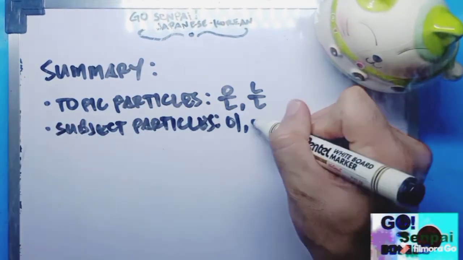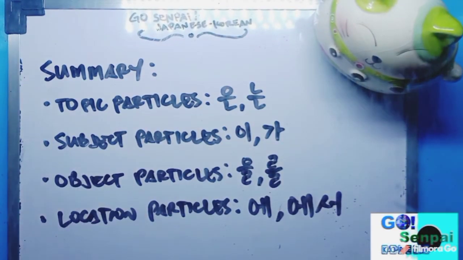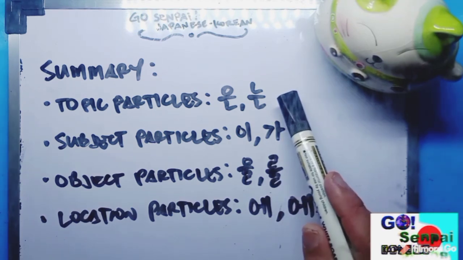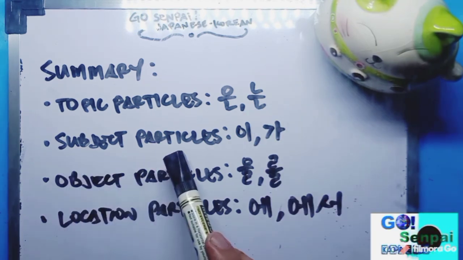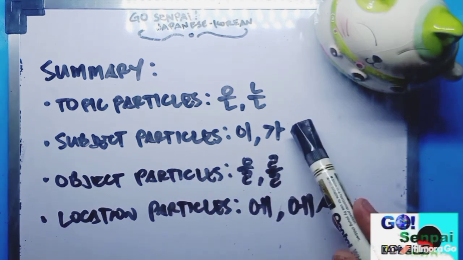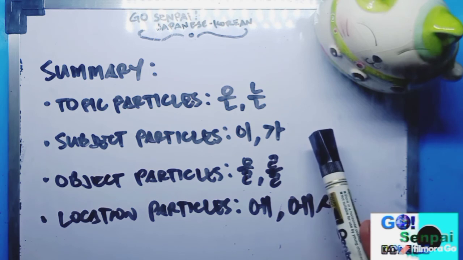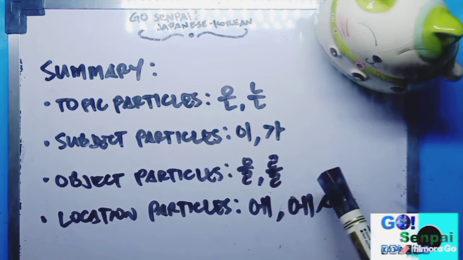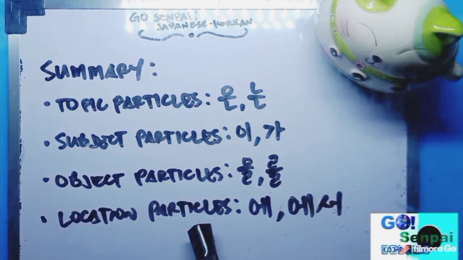Before we end, let's have a quick recap. We have topic particles 은 and 는. We use these for emphasis and contrast. Subject particles 이 and 가. Here, it means what it means. And then object particles 을 or 를, which mark the object of the verb. Then we have 에 and 에서 particles. We use 에 to mark a location, time, situation, and also existence. And 에서 expresses a location where an action is taking place.